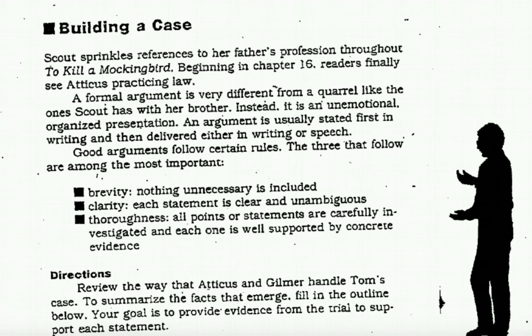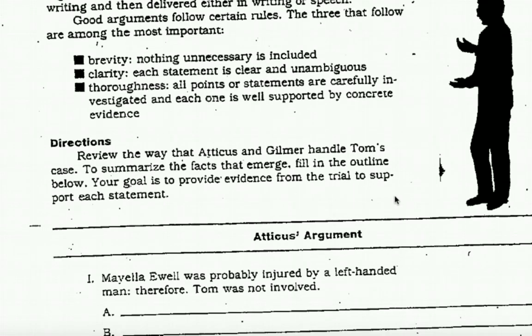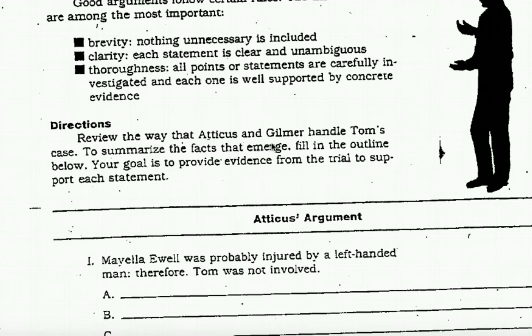Brevity. Nothing unnecessary is included. Clarity. Each statement is clear and unambiguous. And thoroughness. All points or statements are carefully investigated and each one is well supported by concrete evidence. Okay. So we're going to be working on making sure we have all of this in our essay. So the directions are to review the way that Atticus and Gilmore handle Tom's case. To summarize the facts that emerge, fill in the outline below. Your goal is to provide evidence from the trial to support each statement.